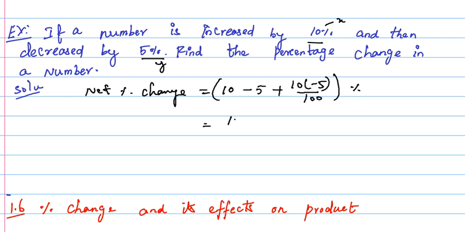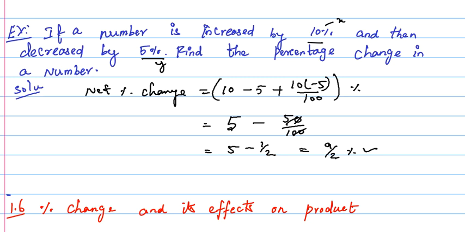So 10 minus 5 is 5, minus 50 divided by 100. After the cancellation, you get 1 by 2. So 5 minus 1 by 2 equals 9 by 2 percentage. This value is positive. So from that you conclude the percentage change of the number is an increase from the original value. So this is the meaning.